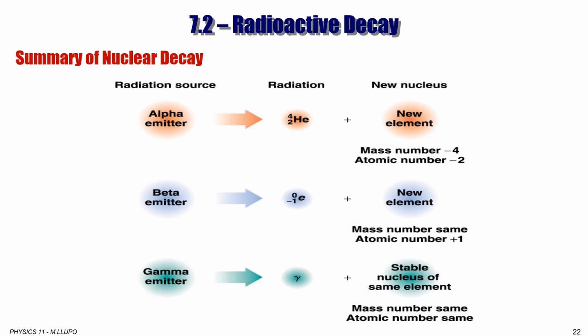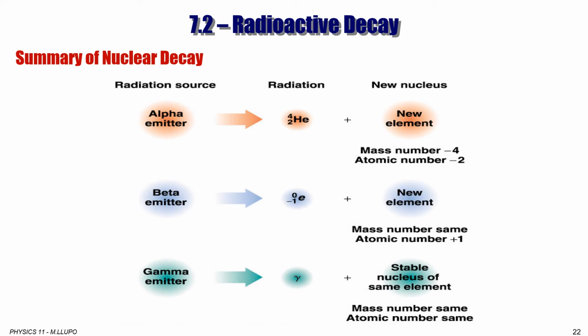Here is a summary of nuclear decay. An alpha emitter emits a helium nucleus. A new element is formed with mass reduced by 4 and atomic number reduced by 2. A beta emitter is going to be beta positive or beta negative. For beta negative, the new element is formed and mass is the same, but atomic number is increased by 1. In beta positive, an electron-like particle is emitted, but it's called a positron because the charge is +1, not -1. A new element is formed and mass number is the same, but atomic number is reduced by 1. That is the difference between beta positive and beta negative.